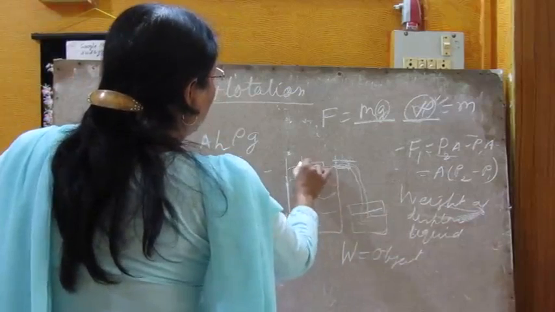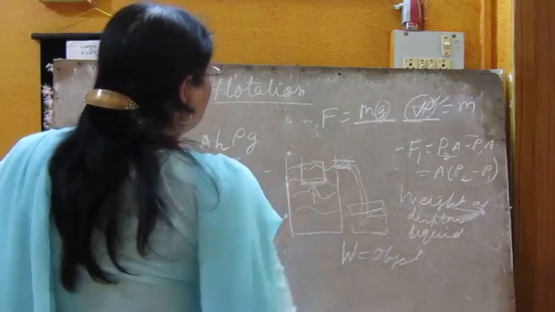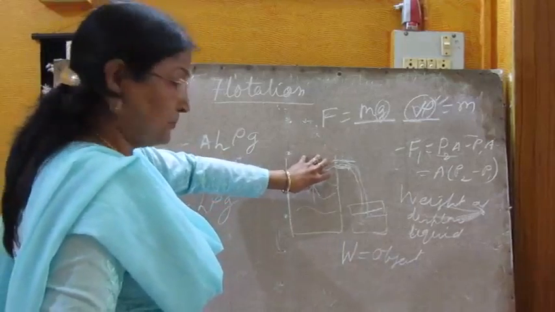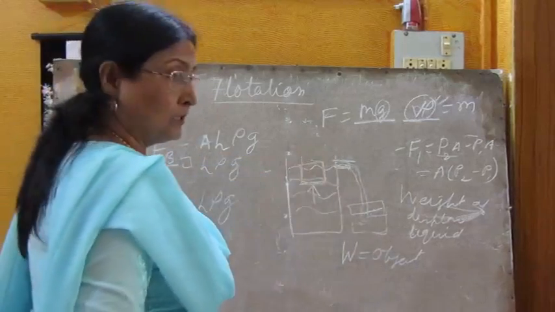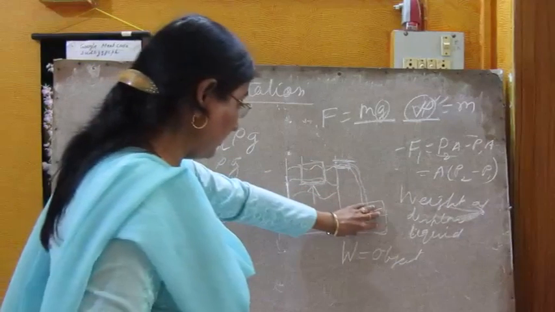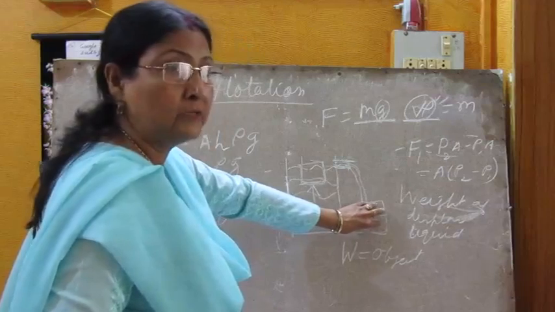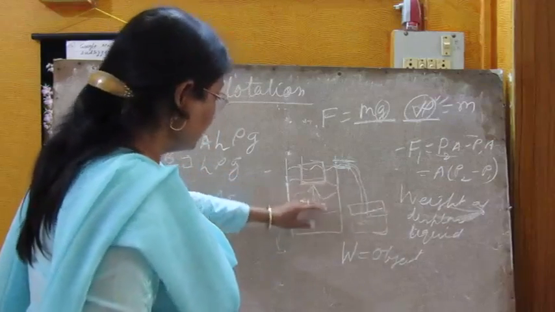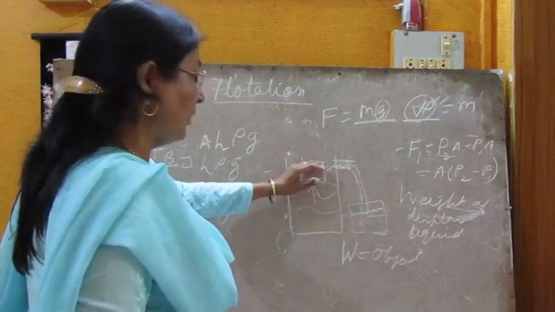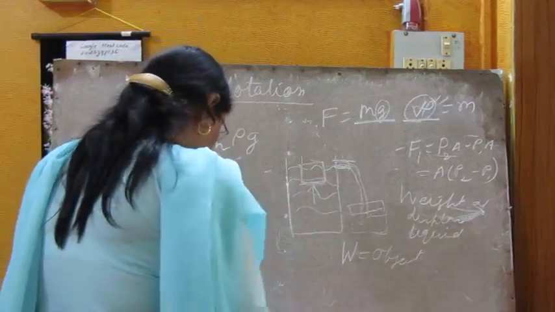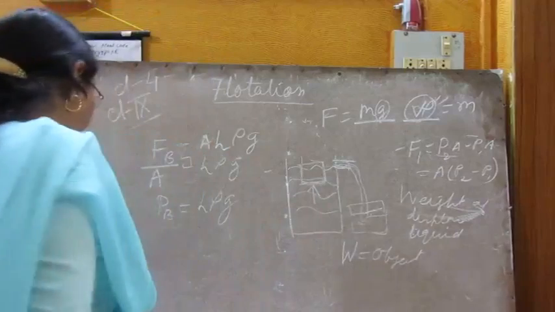Whatever the weight of the displaced liquid, this much force will act on the object. If this force is equal to the weight of the object, then the object will float. But if the weight of the displaced liquid is lesser than the object's weight, then the object will sink. So this is the Archimedes principle.